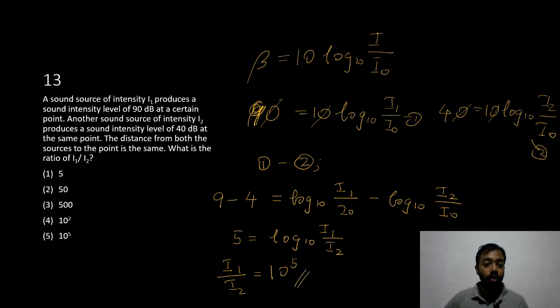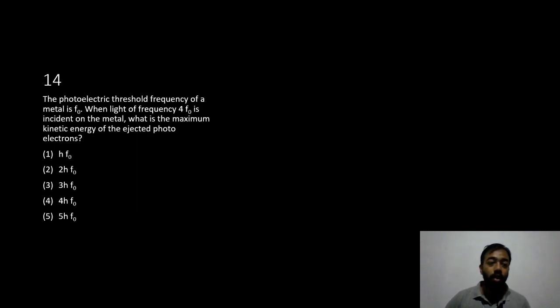So that will be the answer number 5. Number 14: the photoelectric threshold frequency of a metal is F0. When light of frequency 4F0 is incident on the metal, what is the maximum kinetic energy of the ejected photoelectrons?